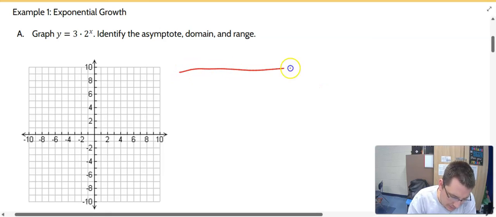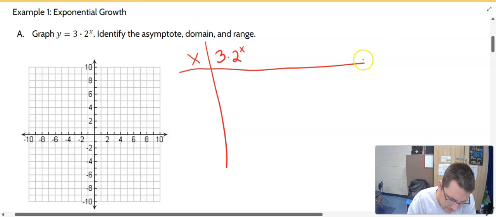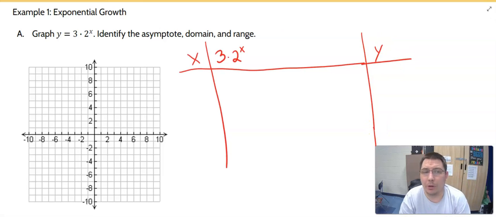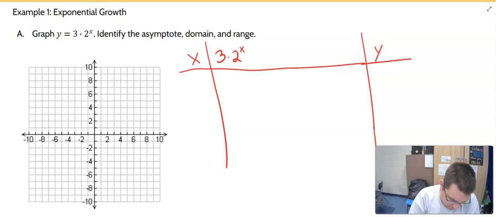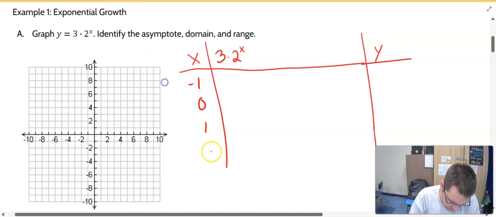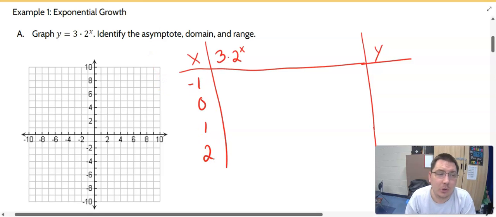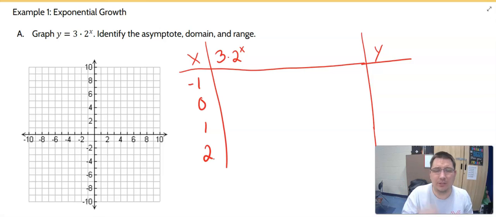And so we want to set up a table for this. Remember, we're going to use our x, we're going to have 3 times 2 to the x, and then eventually we'll get our y values that we'll be able to plot on this coordinate plane. We're going to use -1, 0, 1, and 2 for our values. Now, when we graph exponentials, we need at least 3 points, but we could use 4, we could use 5. 3 to 4 is typically the ballpark you want to be in.